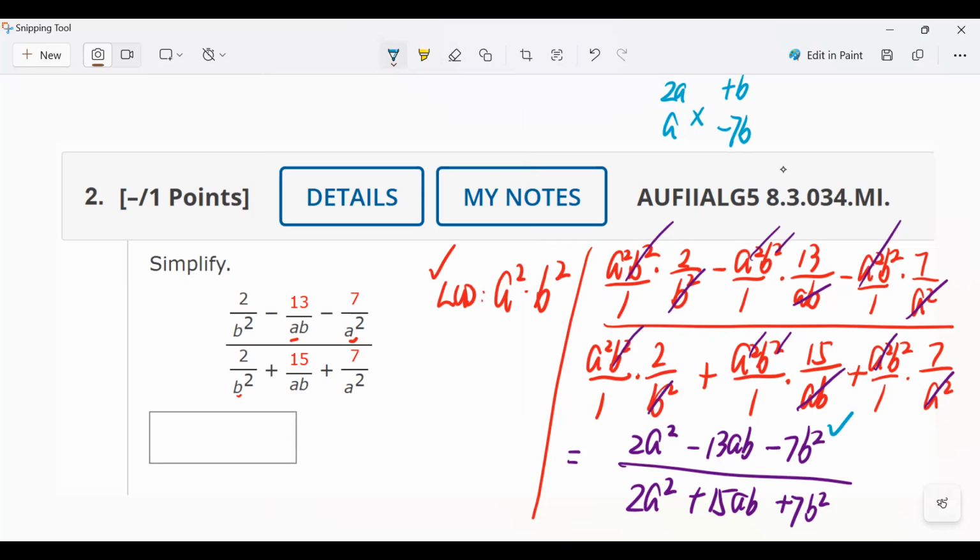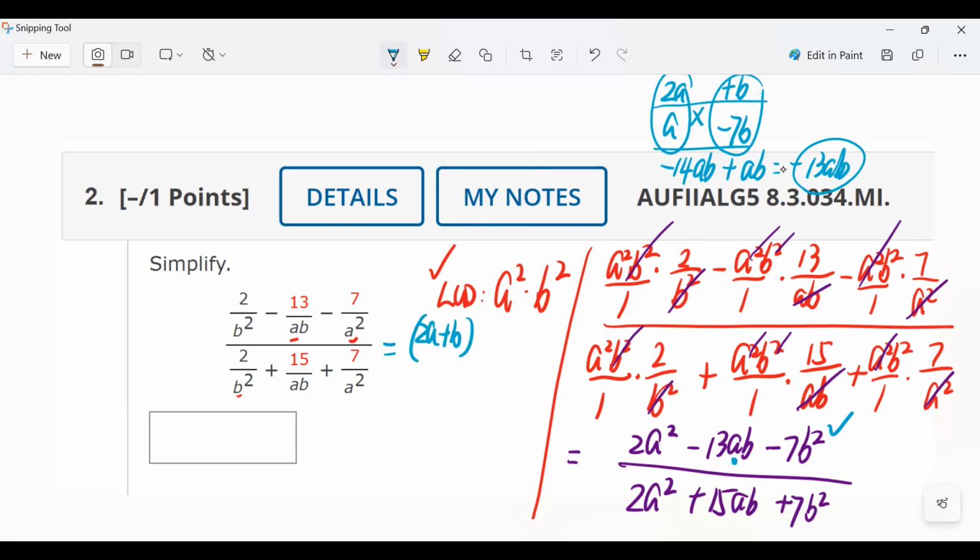If you cross multiply, we get minus 14AB plus AB, which is minus 13AB. That's the middle term, right? So we confirm the middle term. The first term here, last term here, middle term is confirmed. So we get two factors, 2A plus B, and then A minus 7B.